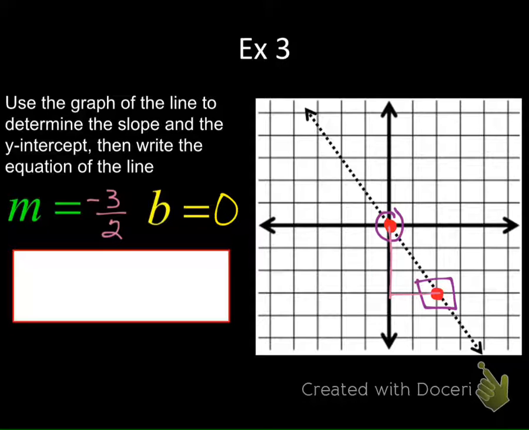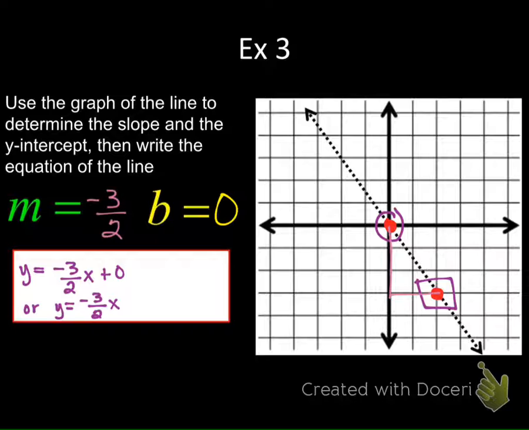So my slope-intercept form, how am I going to write my equation here, Brendan? Y equals negative 3 over 2 x plus 0. Okay. That's one way to write it. What's another way to write it? Negative 3 over 2x. Because if the y-intercept is 0, you can just leave the 0 off if you want to write it in simplest form.